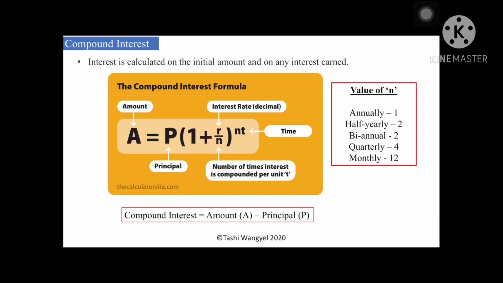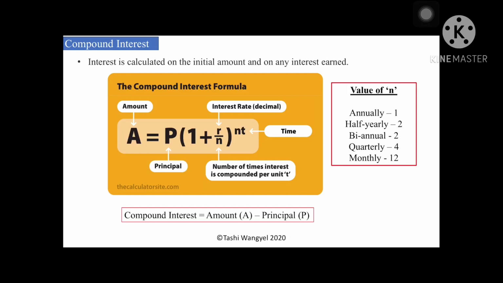In compound interest, the interest is added to the principal. In the other one, the principal value stays constant. Compound interest is when interest is calculated on the initial amount and on any interest earned.